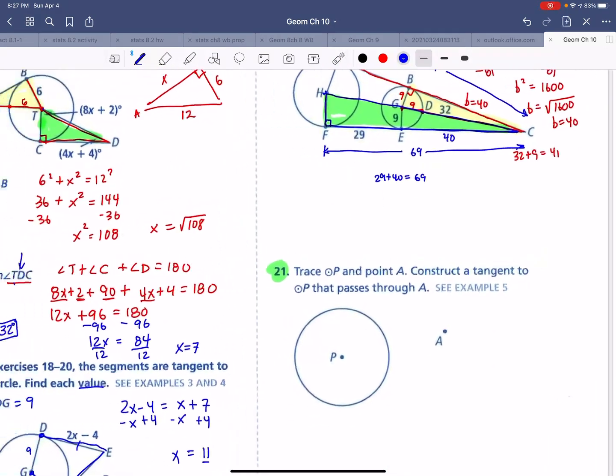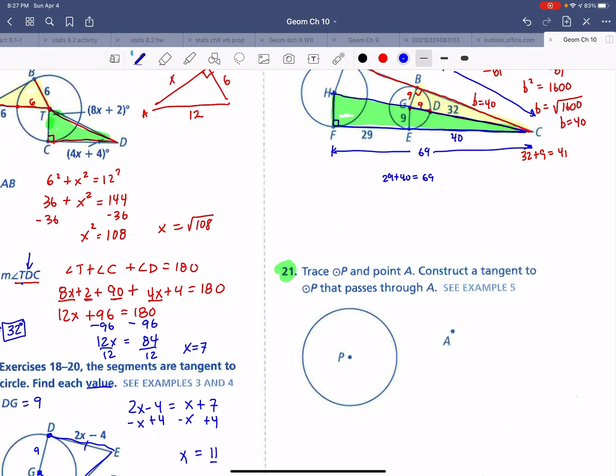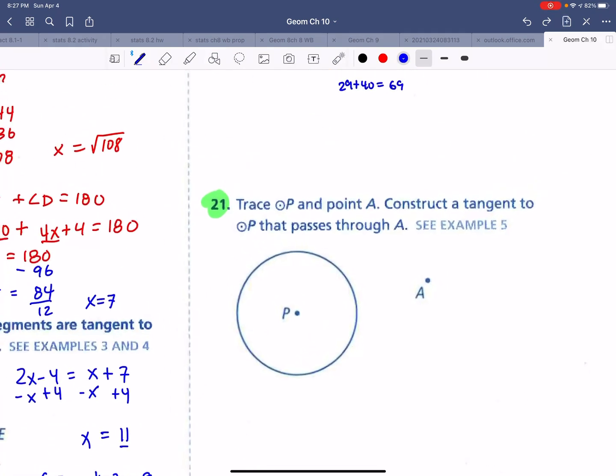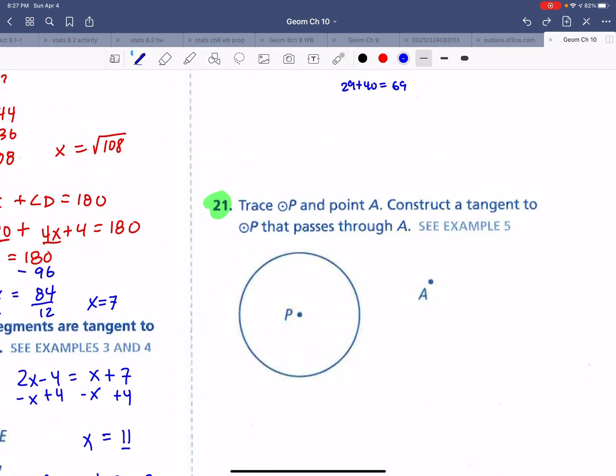21, it says trace P endpoint A. Okay, oh, that didn't work out. Trace circle P and point A. Construct a tangent to P that passes through A. Oh, okay, so that's just like our example.